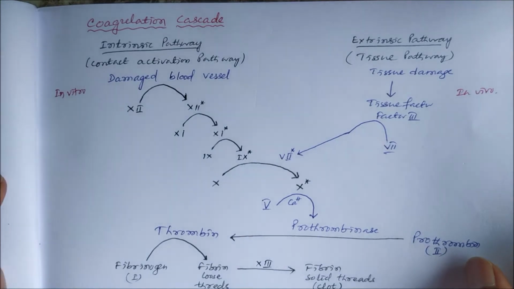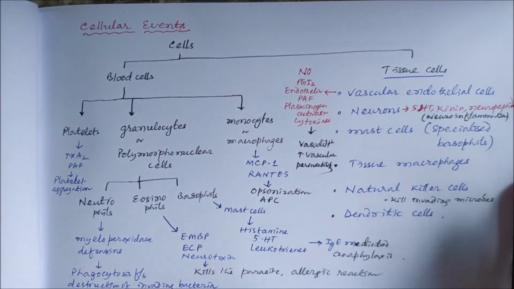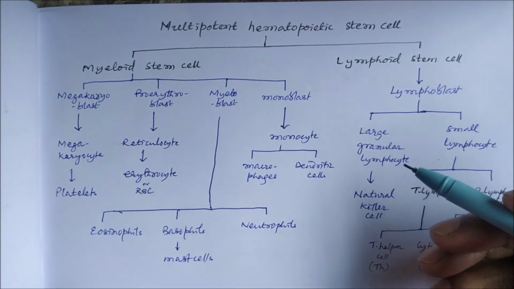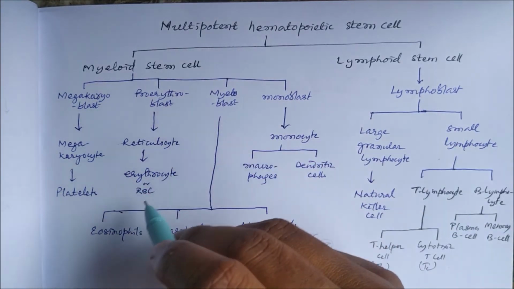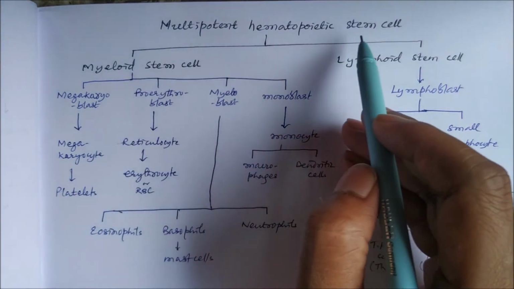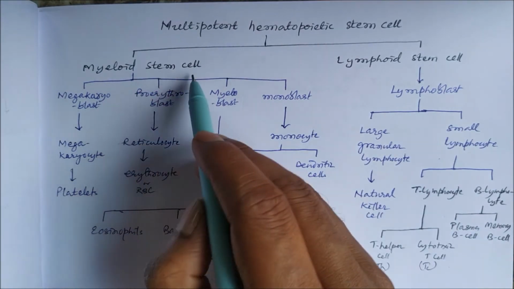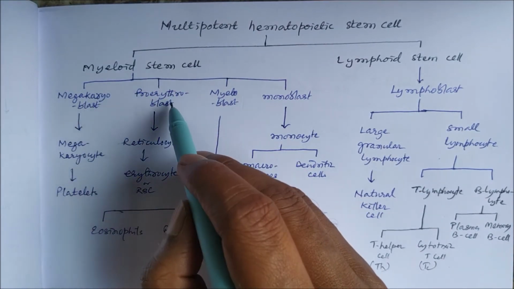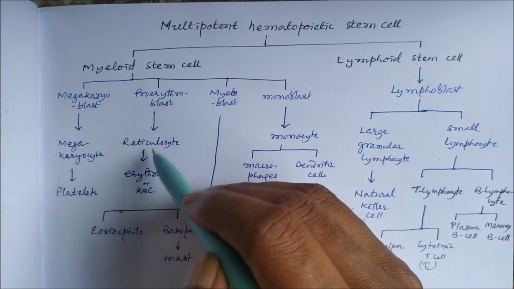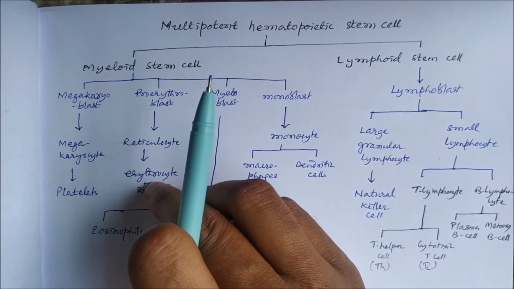Then the cellular events: blood cells are involved, and cells other than blood cells are also involved. So we can see which blood cells are involved. Except the erythrocytes, all other blood cells are involved. Multipotent hematopoietic stem cell is differentiated into myeloid stem cell and lymphoid stem cell. Myeloid stem cell develops megakaryoblast, proerythroblast, myeloblast, and monoblast, and proerythroblast is differentiated into the RBC or erythrocyte, and this erythrocyte is not involved in our immune system.